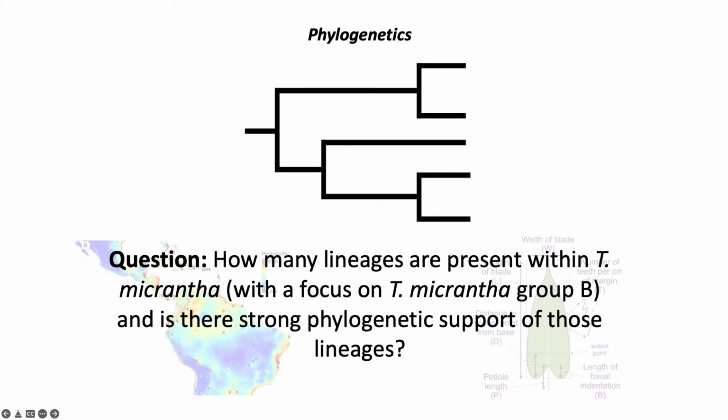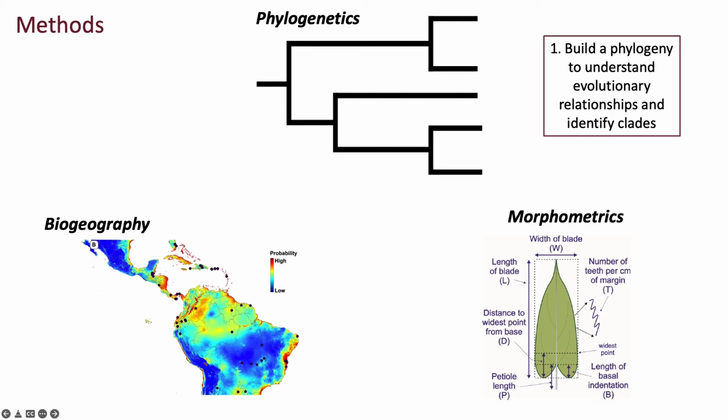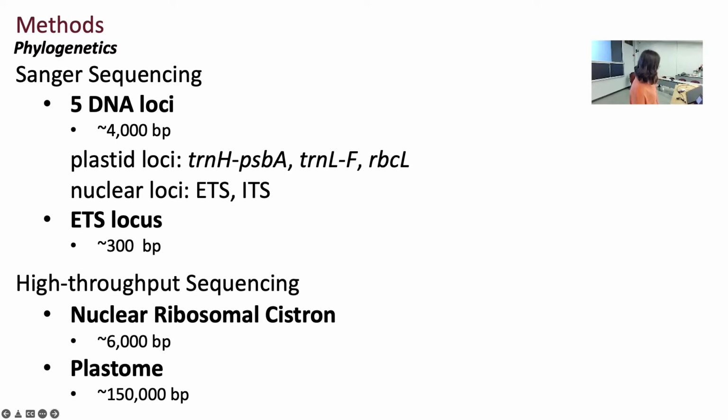All right, so the first question relates to the phylogenetic portion of my thesis. And that question is, how many lineages are actually present within Trema micrantha, specifically the B group? And is there strong support for those lineages? So to answer this question, we build a phylogeny to understand the evolutionary relationships and identify clades. And in systematics, the phylogenies that we're building, we're looking at molecular data. So to get molecular data, which means DNA data, we need to do some sequencing of that DNA.